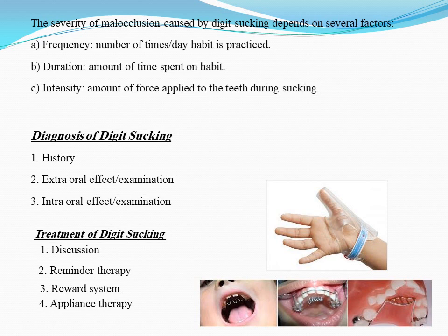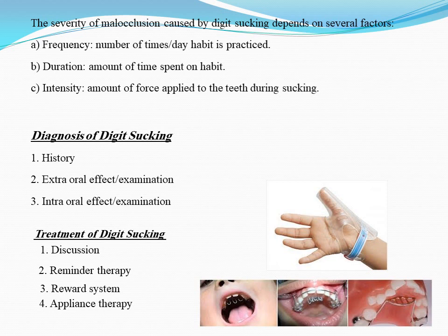Number two, the reminder therapy. It is best suited for those patients who desire to stop the habit but need assistance to do so. It includes adhesive tapes, bandage to the offending digit, or distasteful liquids and or ointments like hot flavored, bitter tasting, or foul smelling preparations. This is placed on the thumb or finger that is sucked.